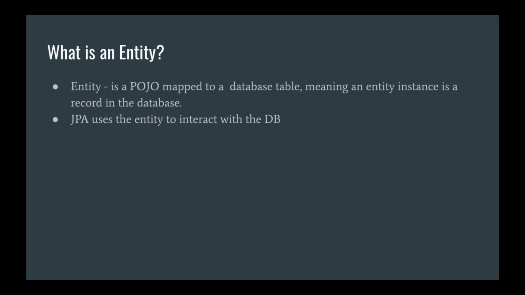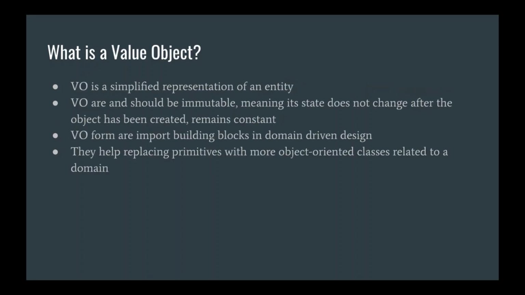If you retrieve an entity from the database, that will retrieve a record in the database, and that's what an entity is. It's the direct communication with your storage system and how the data should look like. And JPA uses the entity to interact with the database, as I've mentioned. So that's how we can simplify an entity. You can directly map it to a database table. That's what it is. And then on to the next one, we would say, what is a value object?